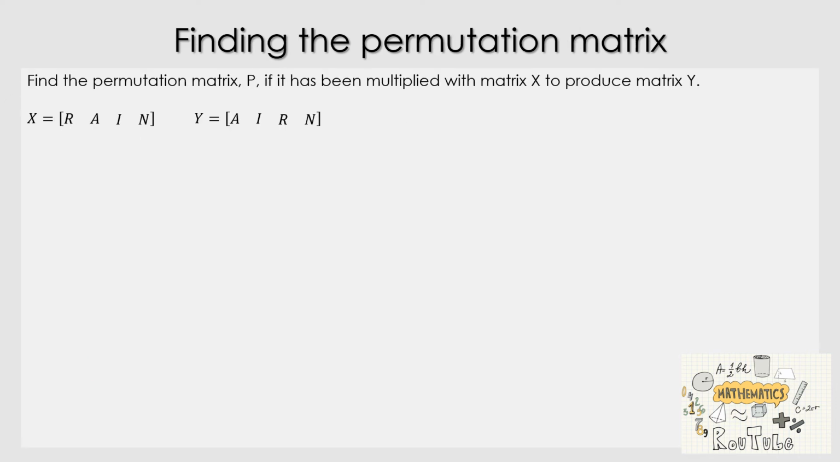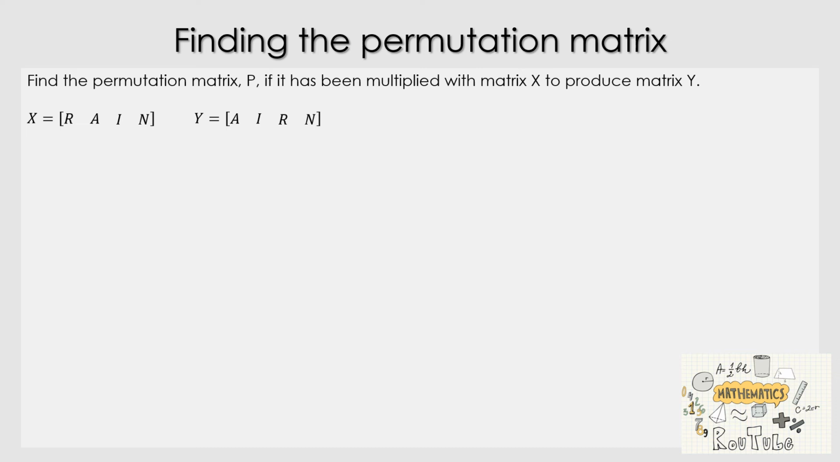All right, now let's have a go at finding the permutation matrix. In all the examples so far, we've been given the permutation matrix and been challenged to either pre or post multiply based on if it's a row or column matrix. Now this one's a little bit different. It says find the permutation matrix, which is P, if it has been multiplied with matrix X to produce matrix Y. So matrix P is multiplying matrix X, but we need to work out whether it's X times P or P times X.